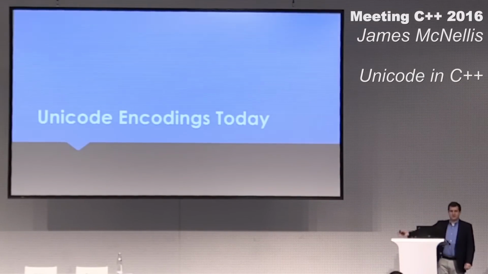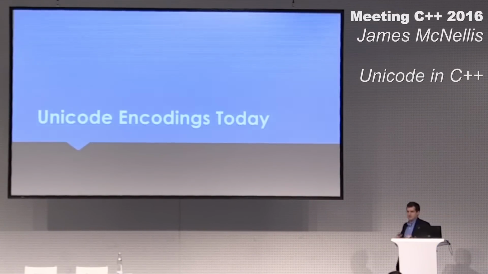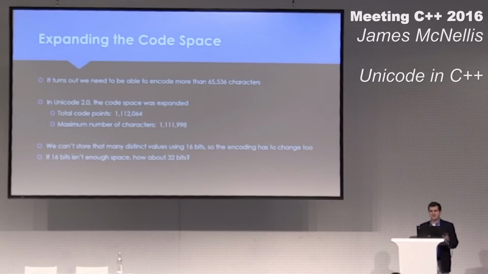So we're now going to jump forward to today, and we're going to see what Unicode looks like today and how it's different from what it looked like in version 1.0. I'm not going to talk about all the evolution history because I only have an hour and I have like 90 minutes of content already. So it turns out we need to be able to encode more than 65,000 characters.